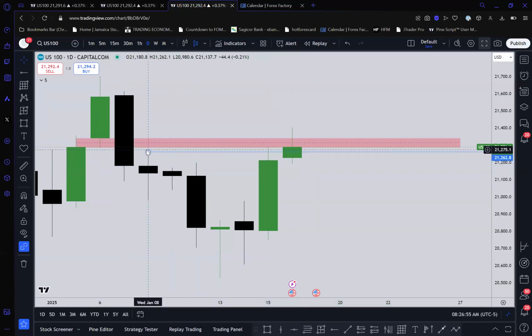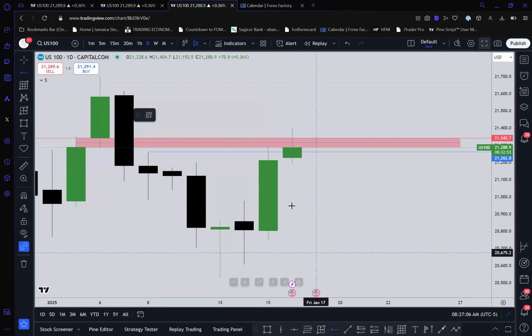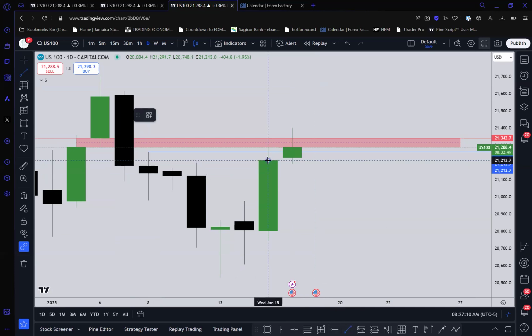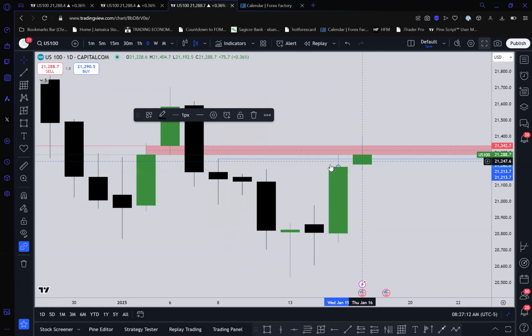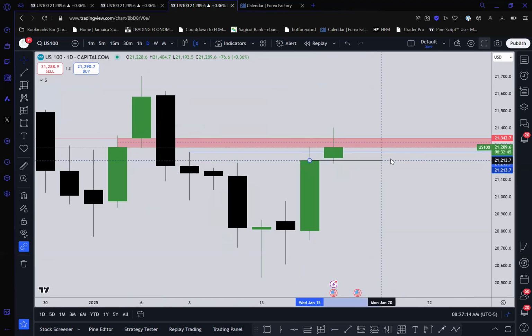So I have my buy side liquidity pool. I have my old imbalance. I'm going to slap this red line on as the bearish order block. And then last but not least, put a black line for this one. I want to see if we give any attention to that level.